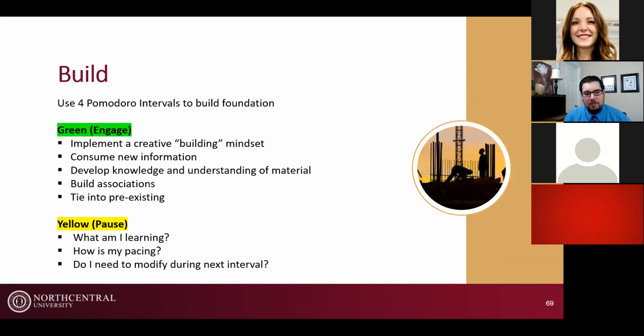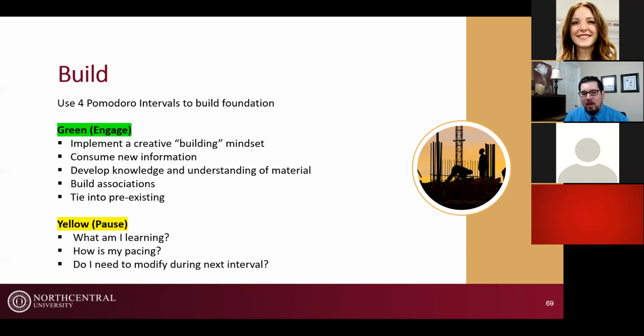In the build phase, begin creating, understanding new information by developing new associations of knowledge. Use 4 Pomodoro intervals to build a foundation. During the engage or green phase, implement a creative building mindset. Consume new information, develop knowledge and understanding of material, build associations, and tie into your pre-existing knowledge and experience.